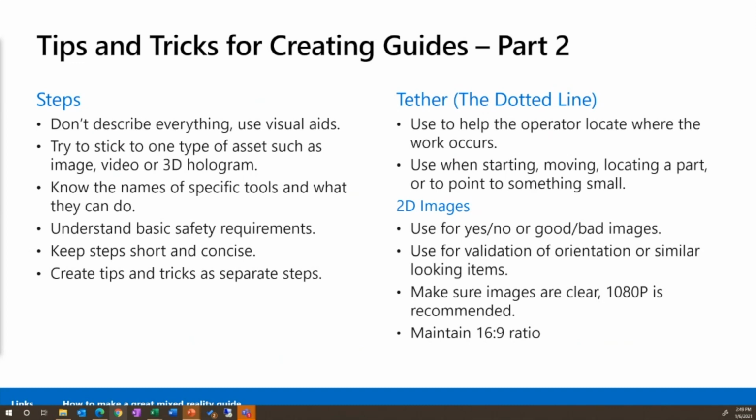2D images can also be very useful. One of the great uses that we recommend is using images for things that you want to show, like a yes or a no, like here's a good example and here's a bad example, and do a side-by-side picture. It can also be great for validation or orientation of a similar looking item. So if we're trying to validate that we have the right part, or that now that you attached it, or did that next step, it looks correct, you can use a 2D image. Or if there are 2 parts that look very similar, 2D images can be very useful for that.